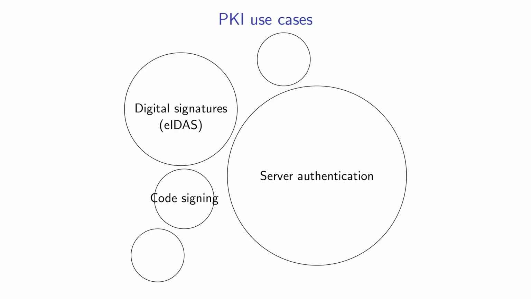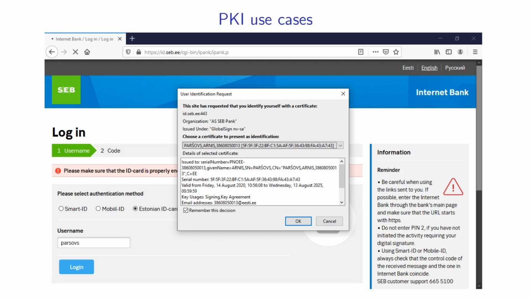Then the next bubble is perhaps client authentication, quite popular in Estonia, where we can use an electronic ID card and the certificate stored in it to authenticate to remote servers. So instead of using some password, we can authenticate to a server by presenting our public key certificate and proving that we have access to the corresponding private key.